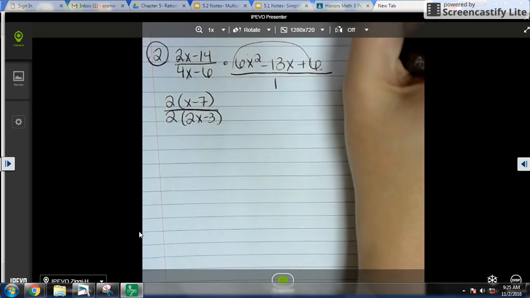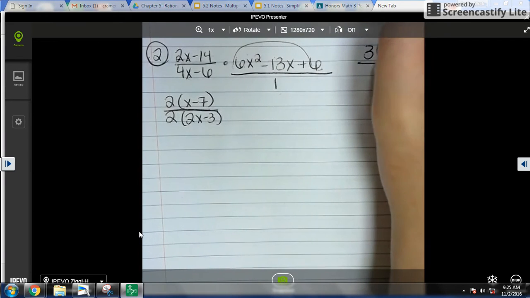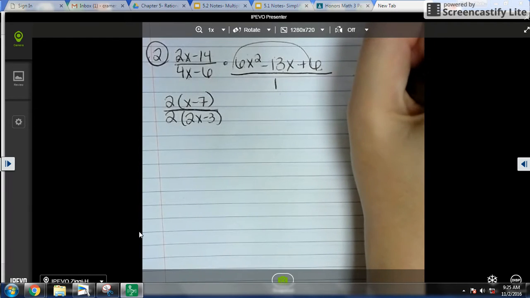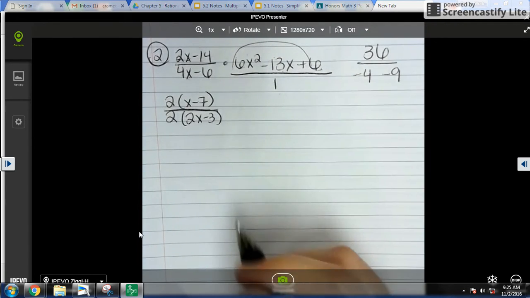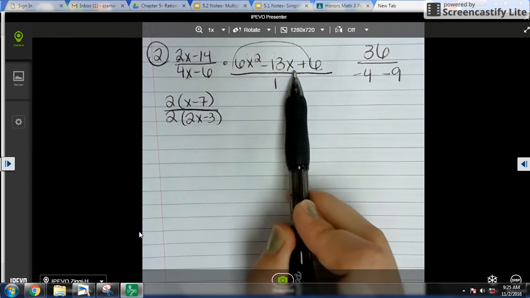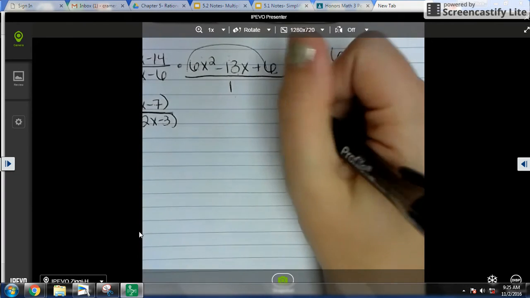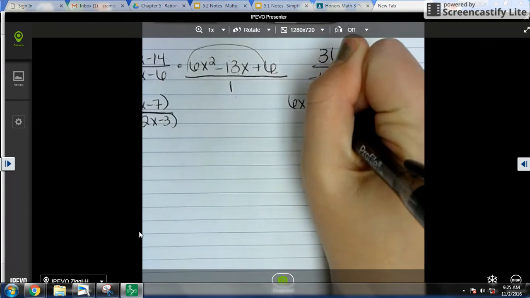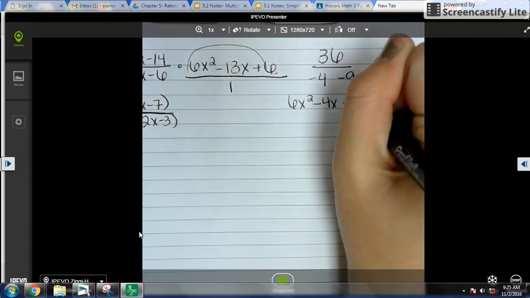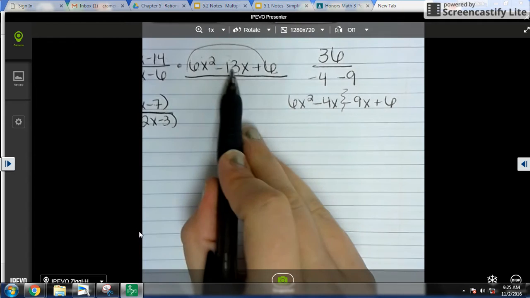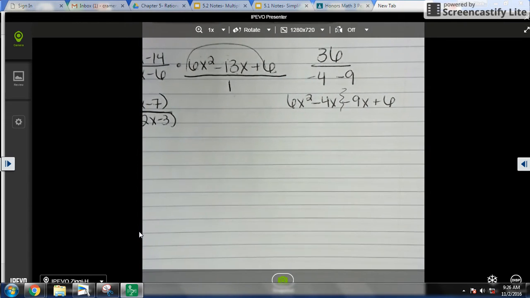A times c is 36. We list out all the factors of 36. The one that adds to negative 13 would be negative 4 and negative 9. So that's what we're going to use to split that 13x. So this would become 6x squared minus 4x minus 9x plus 6. So that's the same thing as here, but just with that negative 13 split.